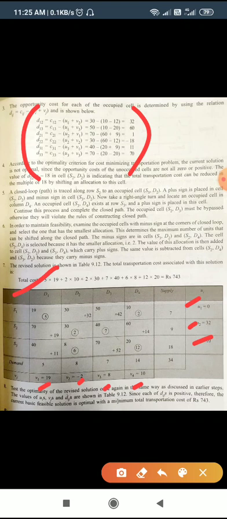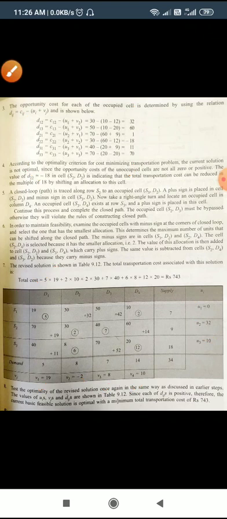If all opportunity costs of these unoccupied cells are positive, then we say that this is the optimal solution, otherwise we again repeat the closed loop step. In the next table we find the total cost, check for a non-degenerate solution, and again find u1, u2, u3, v1, v2, v3, v4, and again find the opportunity cost. We repeat all these steps until we get the optimal solution. So this is the modified distribution method for finding the optimal solution.